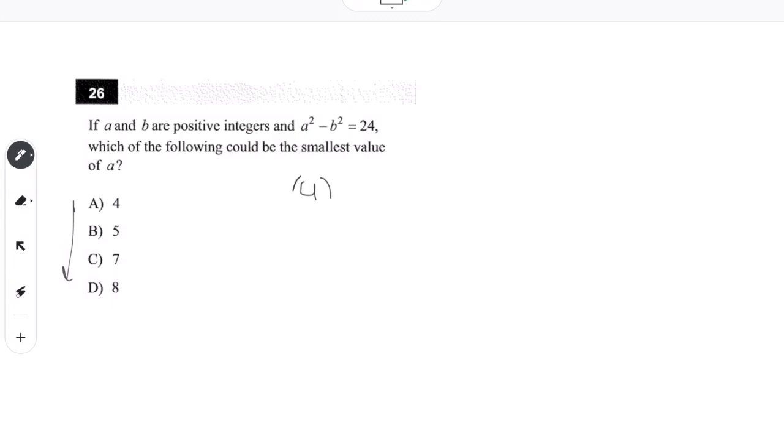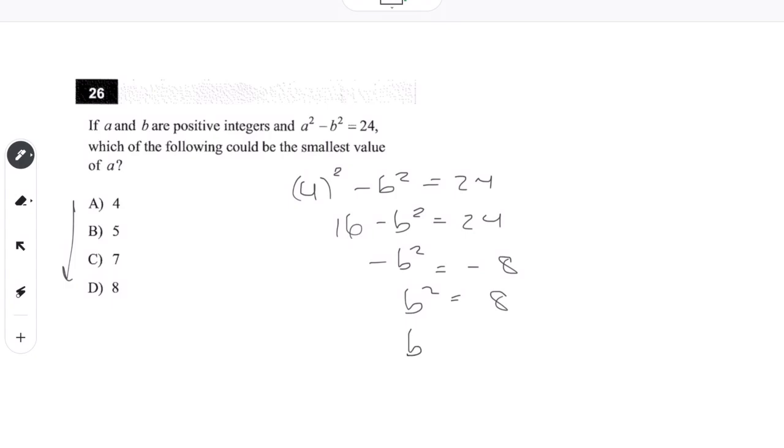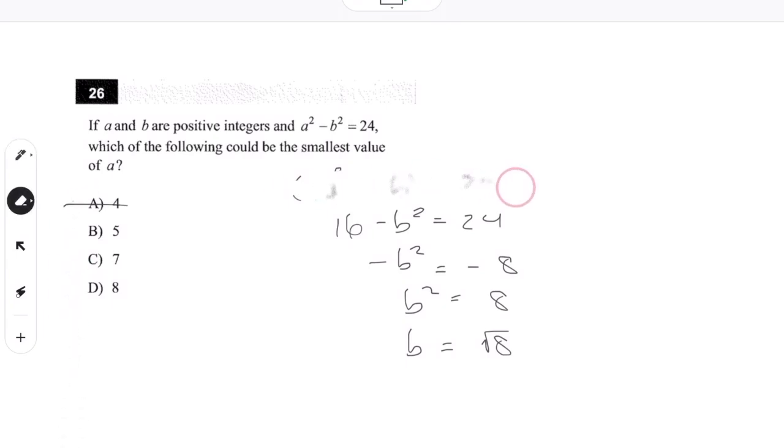So a will be 4. 4 squared minus b squared is equal to 24. This will get us 16 minus b squared is equal to 24. Subtract 16 from both sides, that's going to get us negative 8 is equal to negative b squared. So b squared is equal to 8. When we take the square root of both sides, we get the square root of 8, which is obviously not a positive integer. So therefore, a is not correct.